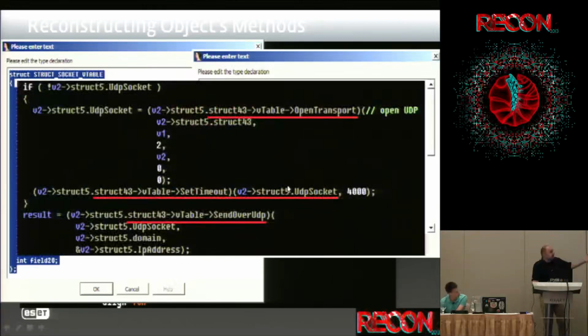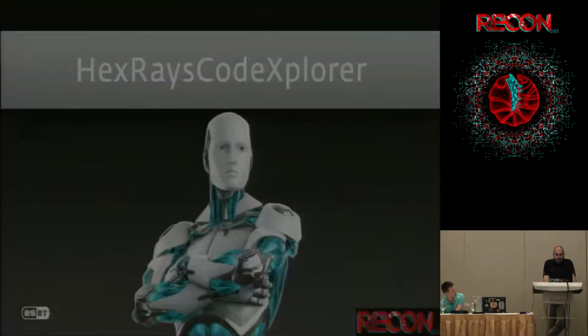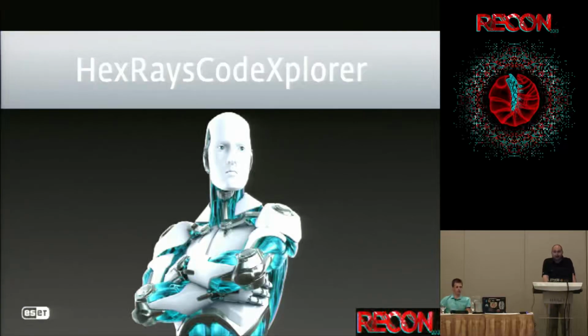After this, it looks like this code. It's really beautiful and really nice looking after the manual work. And in the next part of our presentation, we present the Hexrace Code Explorer. It's a special plugin for the Hexrace decompiler, and this plugin helps reverse engineers do this manual work.